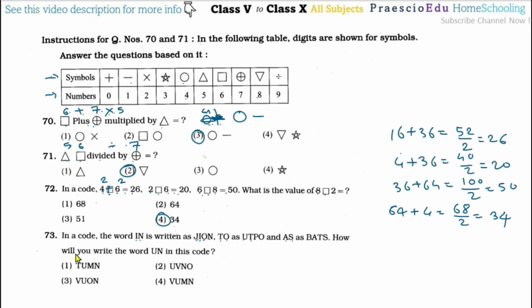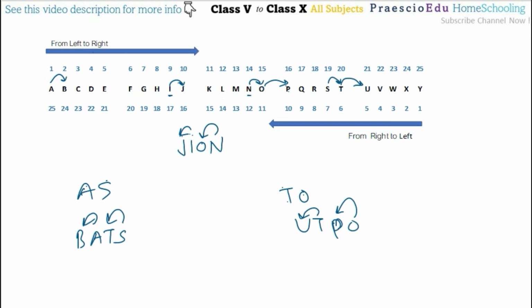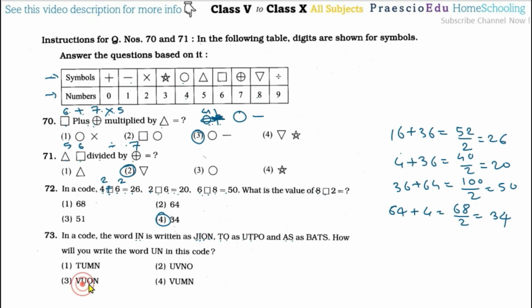So how will you write the word UN in the code? UN: U has the next alphabet V, so start from the V and then U, then N has the next alphabet, that is O, so O and then N. So VUON, and VUON means option number 3 is the correct one.